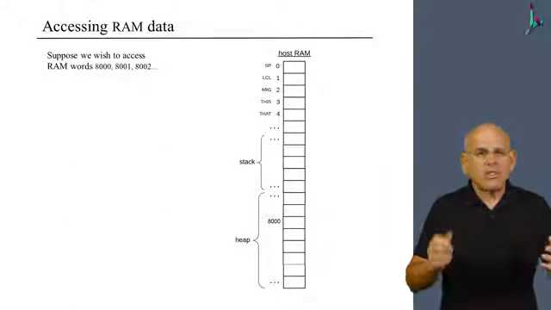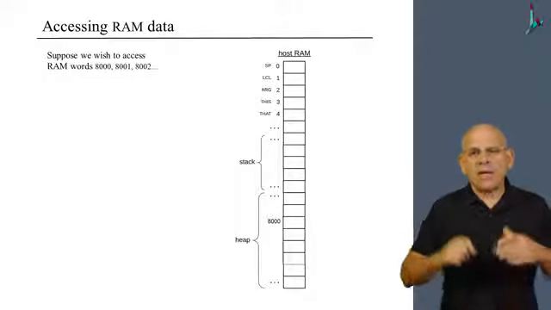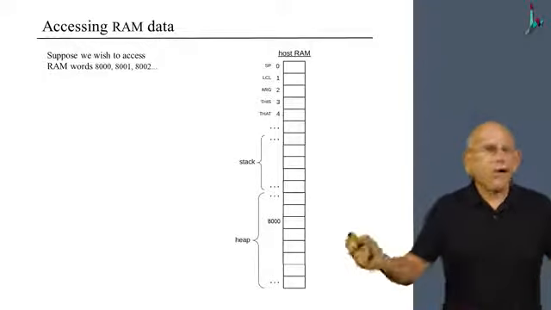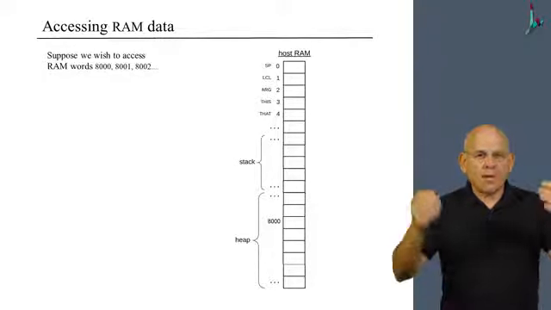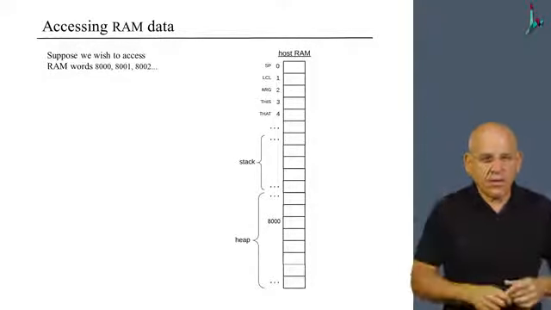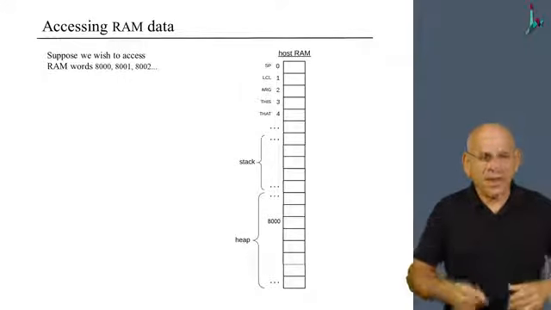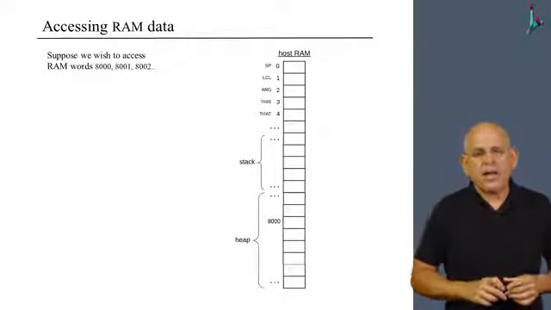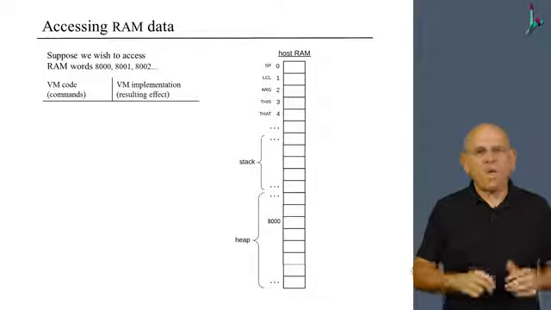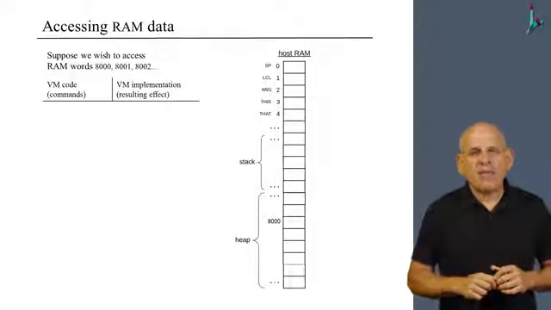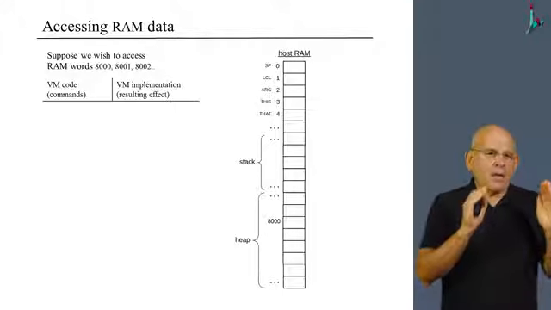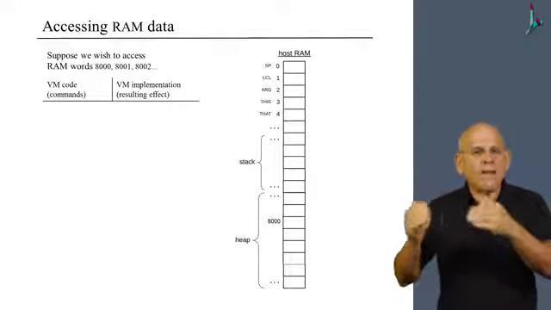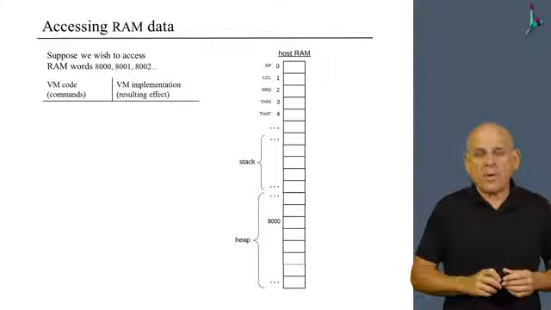So suppose we wish to access RAM words 8000, 8001, 8002, and so on, because they stand for a particular object or a particular array, or because they store the data of a particular object or an array. How do we do it? Well, I'd like to show you the sequence of commands that are needed to implement it, and for each command I will discuss the command as well as what the VM implementation does with this command.